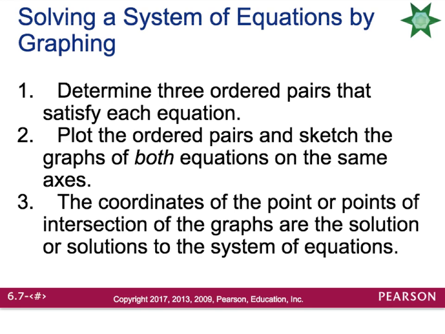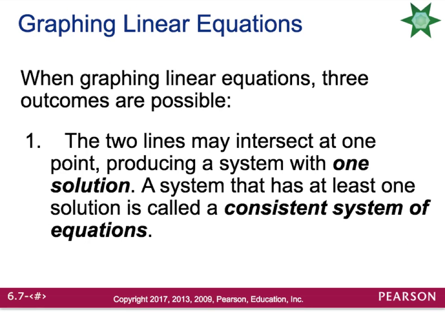Most of the time they don't give you the points, and so you'll have to figure out your own solution. One method that you can do this is the graphing method. When you do the graphing method, you're going to determine 3 ordered pairs that satisfy each equation. You're going to plot the ordered pairs and sketch the graphs of both lines on the same plane. And the coordinates of the points where the lines intersect each other is going to be considered the solution.